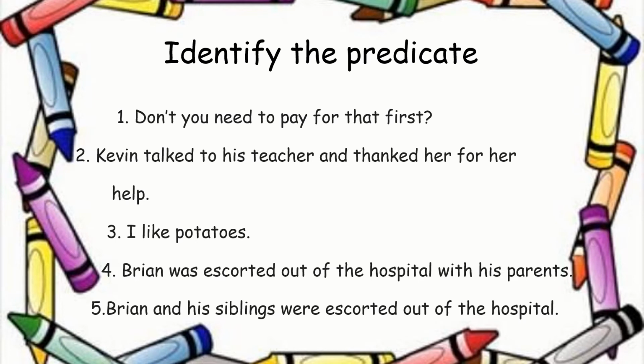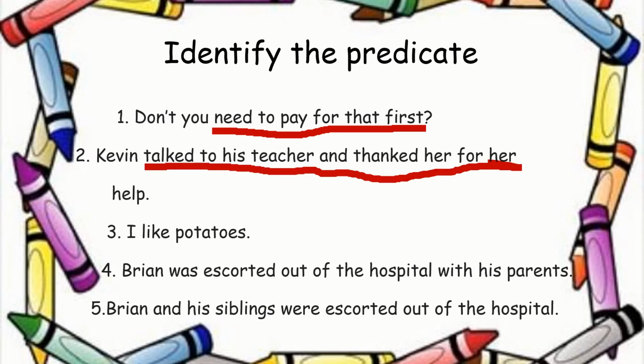Now, let us identify the predicate in the following sentences. Don't you need to pay for that first? So first you have to find the verb. Need is the verb. So from need till the last will be the predicate. Second one. Kevin talked to his teacher and thanked her for her help. Now which is the first verb? Talked. So from talked till the last is the predicate. Third one, I like potatoes. Like potatoes is the predicate.